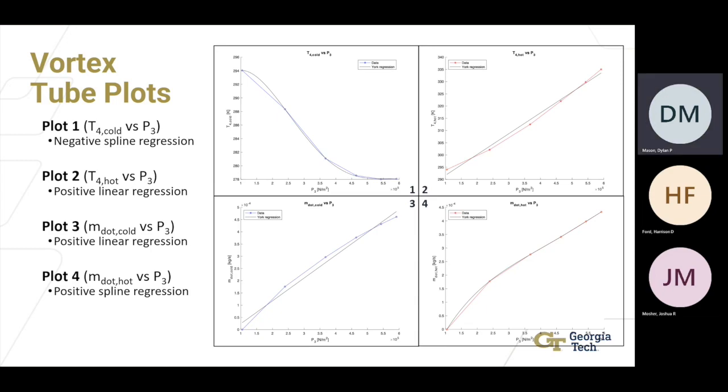After all the data for each voltage trial is collected and offset, these temperatures and flow rates were plotted versus input pressure, P3. This allowed us to check the validity of the relationships and their regression approximations. Plot 1 being a negative exponential relationship, plots 2 and 3 being positive linear relationships, and plot 4 being a positive logarithmic relationship.